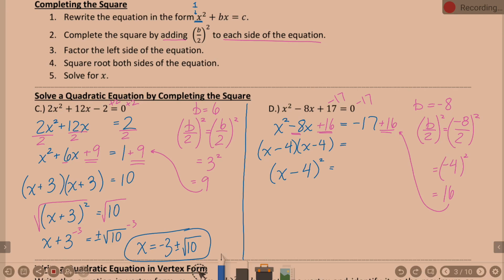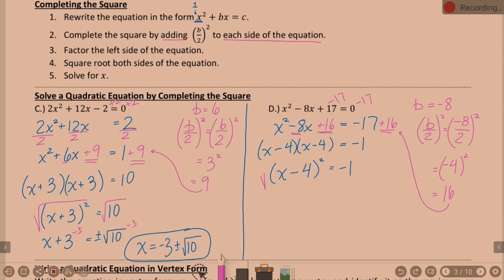Clean up the right while we're at it. What is negative 17 plus 16? Negative 1. Okay? I said the wrong thing. You guys gave the correct answer for what you were reading my brain of. Negative 17 plus 16 is what it says. You said negative 1. That's what I needed. Okay. Now, next step. We factored. Now what?